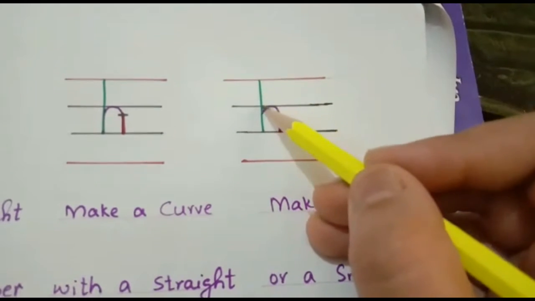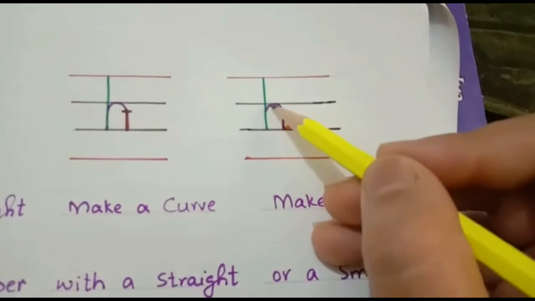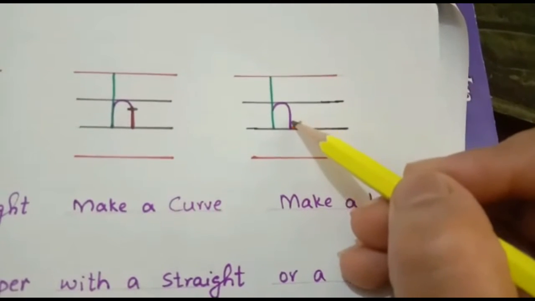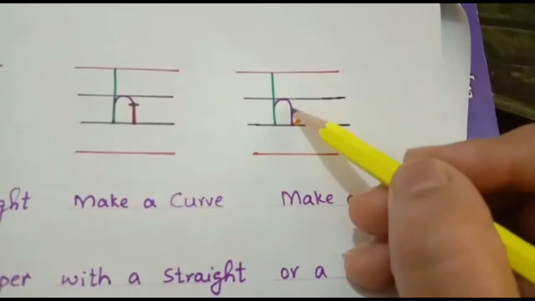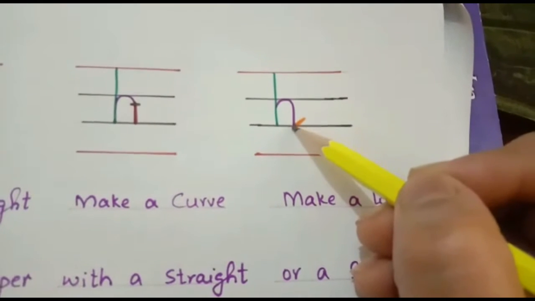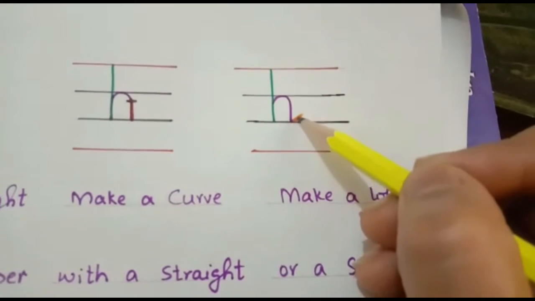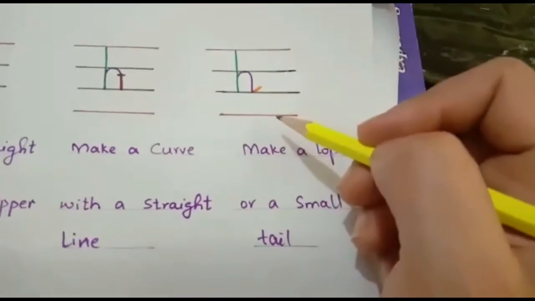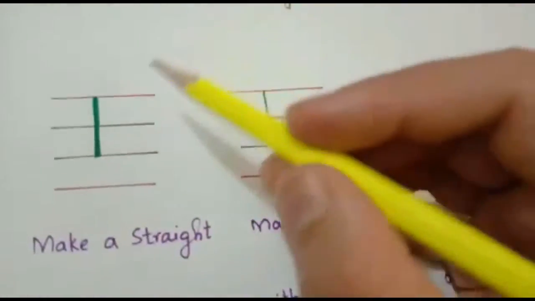first you will make a straight line, then you will make a little curve and come down with the help of a straight line and touch the baseline, and here you will make a little loop or a small tail. Yes, again I will tell you.